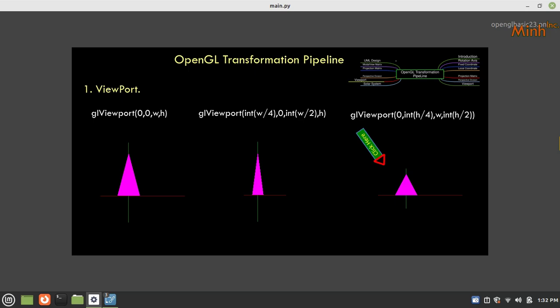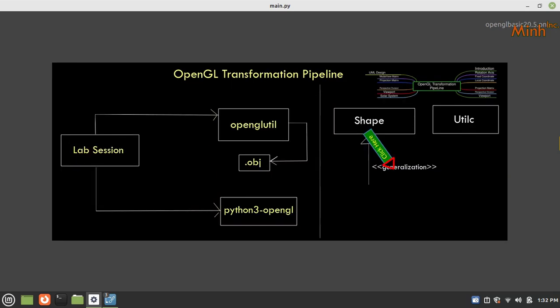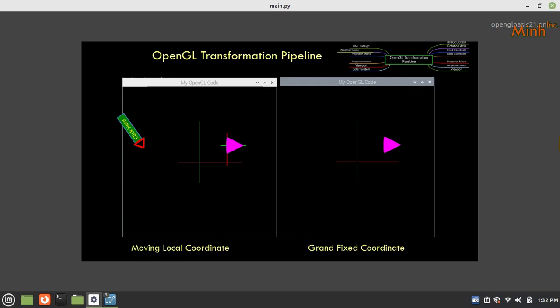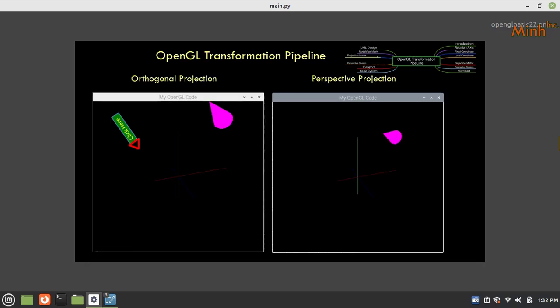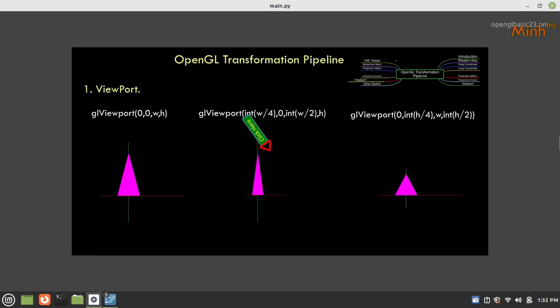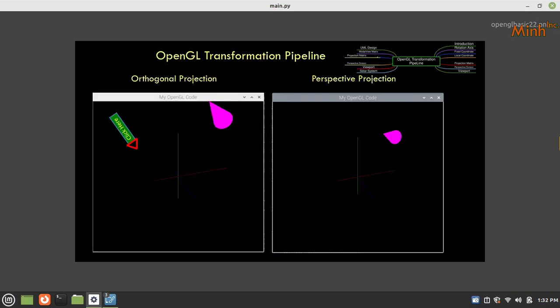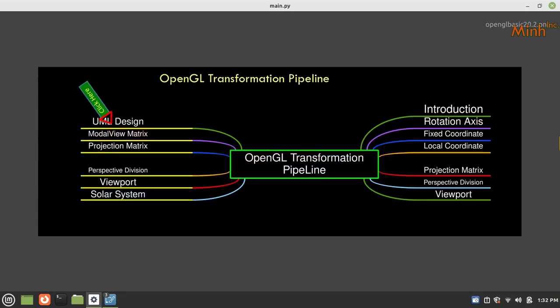So this is what we will see in the lab session. In the lab session we will develop this package, and then we'll see the global and fixed coordinate systems that come in the model view. Then projection-wise we'll see orthogonal and perspective differences, and then we'll see the viewport. So this is this portion of the lab session: model view matrix, projection matrix, perspective and viewport. Then we'll develop the solar system.